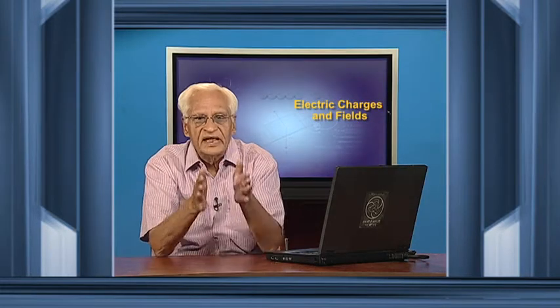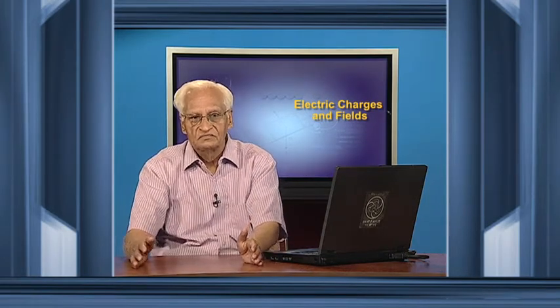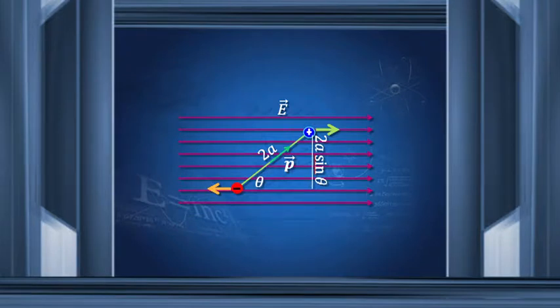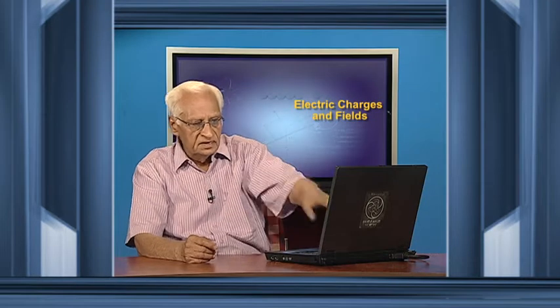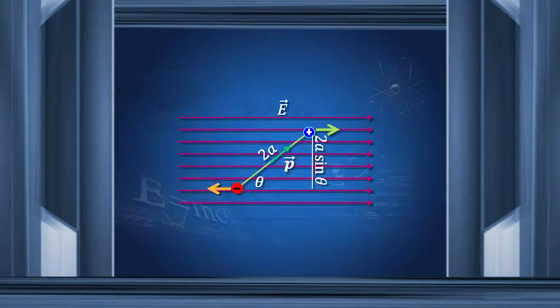Now, suppose we place this electric dipole in an electric field. In this diagram, the electric field is uniform, direction is from, say, left to right, and we place a dipole with plus q here and minus q here, dipole moment in this direction from minus to plus sign. And what happens?